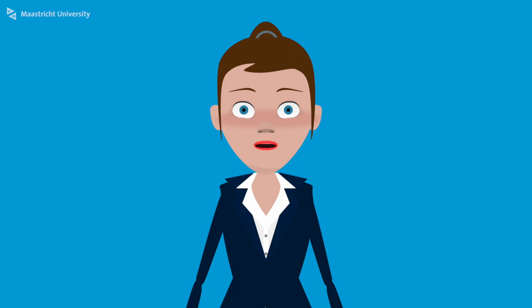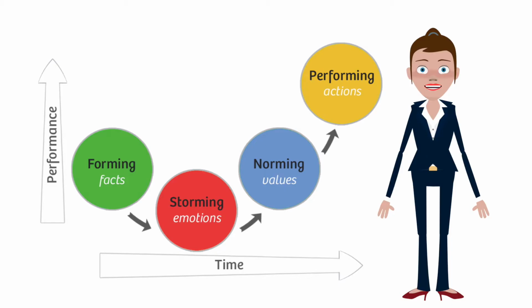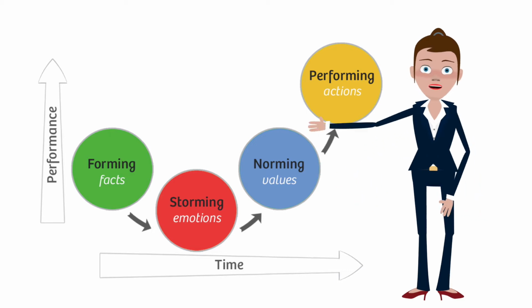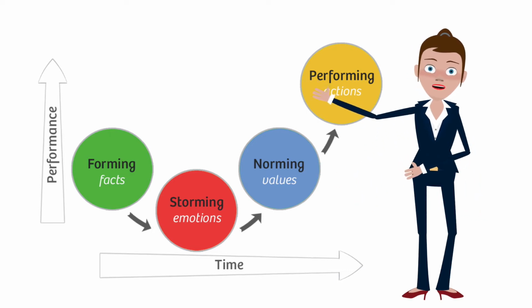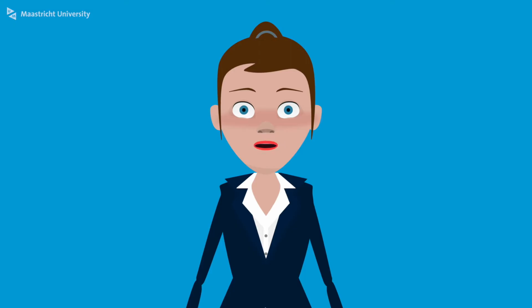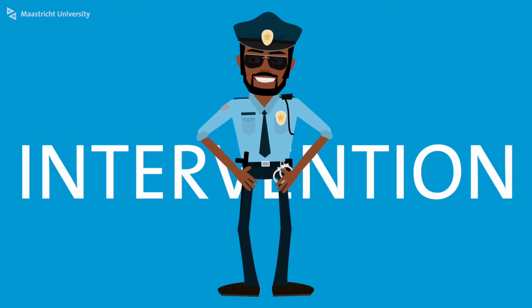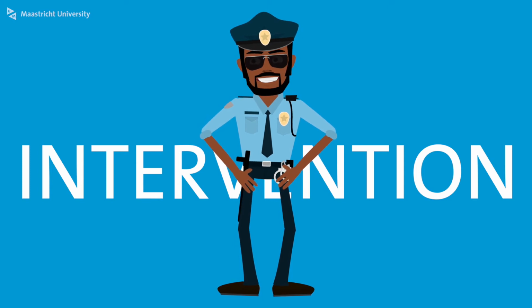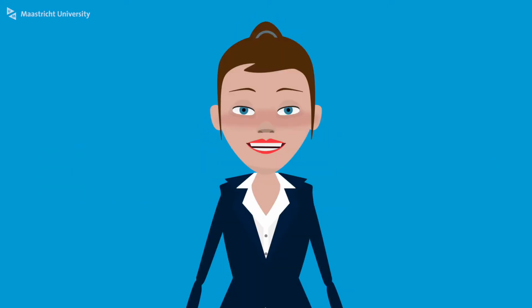In Tuckman's model of group development, he suggested that groups of people working together typically go through phases of forming, storming, norming, and then performing. This model is relevant to online groups too. What this means is that it takes time for groups to start to function well, and your role and your type of intervention needs to change throughout this process.